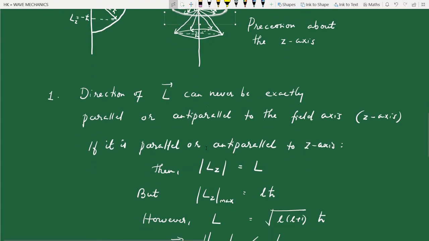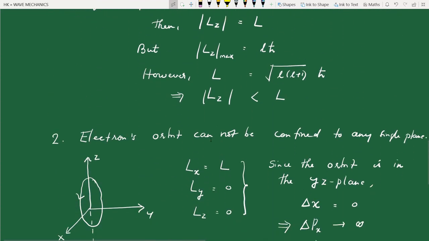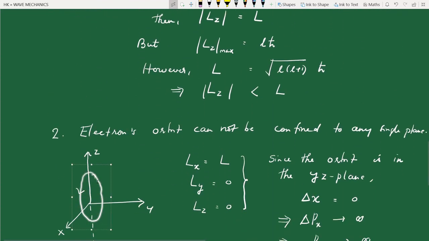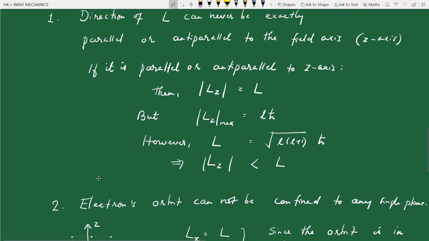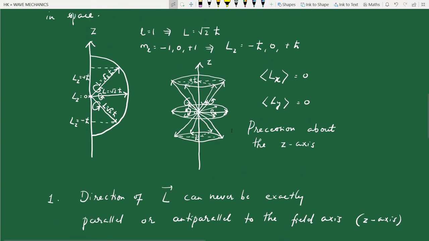So this second idea, that the electron's orbit cannot be confined to a single plane, is stated in another way when we say that the electron's orbit always precesses about the z-axis. Because it cannot be confined to a single plane, it's always moving around the z-axis. The same idea can be expressed in another way: any two components of angular momentum of the electron cannot have fixed values.